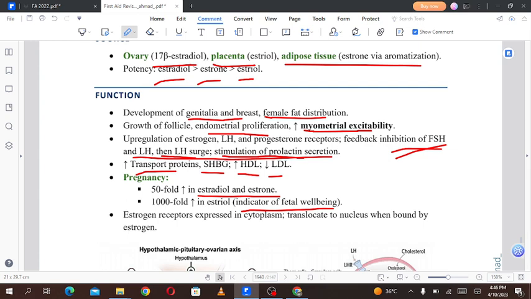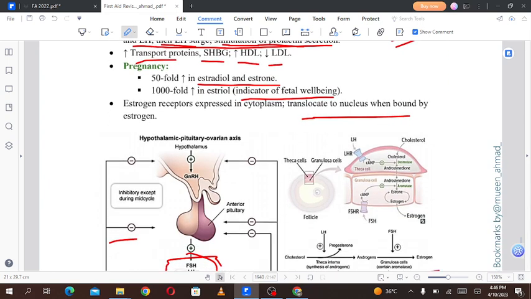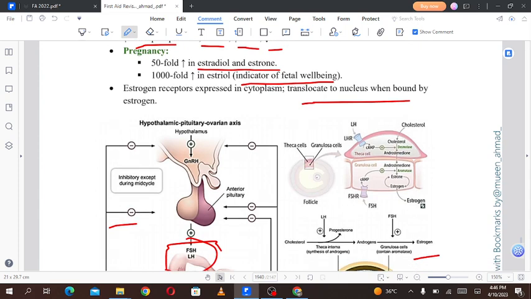Estrogen receptors expressed in the cytoplasm translocate to the nucleus when bound by the estrogen. So estrogen receptors expressed in the cytoplasm will translocate to the nucleus when they are bound to the estrogen.